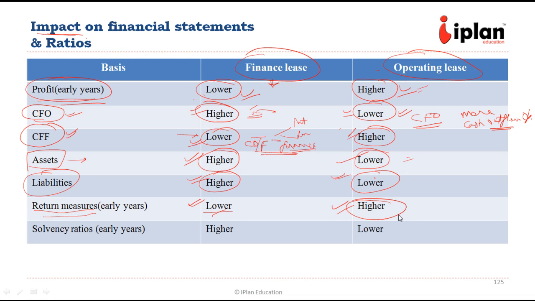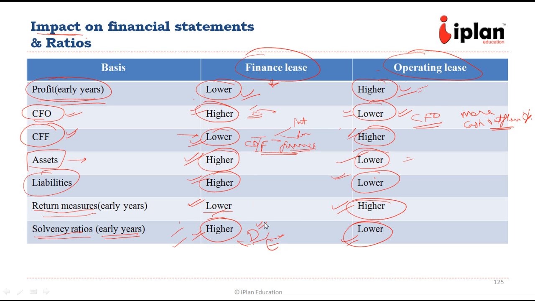And if we look at the solvency ratios in early years, we know the assets are higher, so debt to asset ratio will be higher, since both debt and asset are high. And when we look at debt to equity ratio, we know the debt has gone up, equity has not gone up, so debt equity ratio will be higher, and they will be lower for operating lease as compared to finance lease.